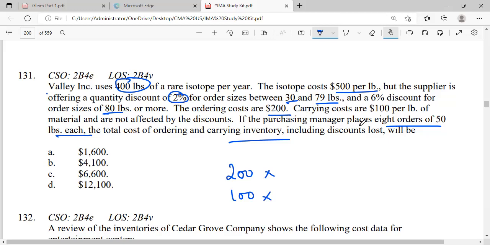If the purchasing manager places 8 orders, 200 is our ordering cost into 8, of 50 pounds each, then how much is the discount which he is foregoing? When he's getting this much, he's getting 2% discount, if he's doing from 30 to 79. But when he's having 80 and above, that time he's getting 6% discount. So you are foregoing 4% discount. Everyone there with me?